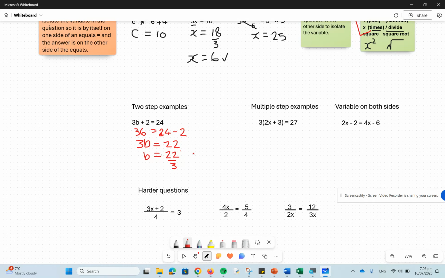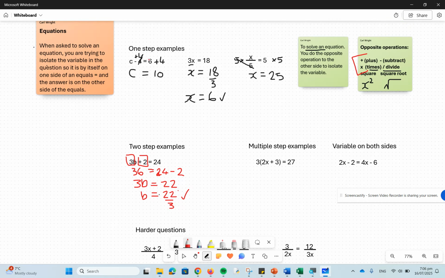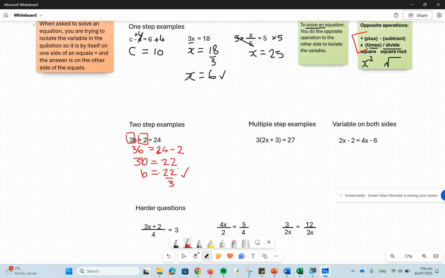Right, so this is 2 steps. I had to first do one step to get rid of the plus 2 by doing minus 2. And then I had to do another step to get rid of the 3 by doing divide by 3. So I end up with 22 divided by 3 as my answer. So that's a 2-step problem where you have to do 2 steps. But remember, it's exactly the same as the 1-step problems up here, you're just doing 2 of them in a row instead of just 1.